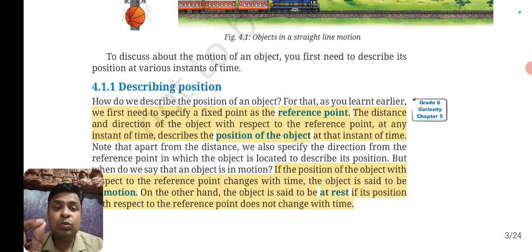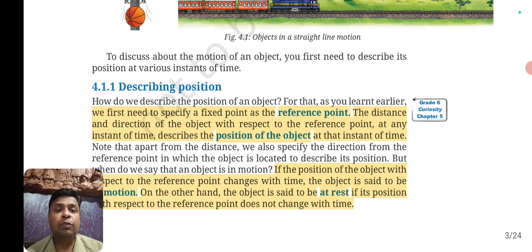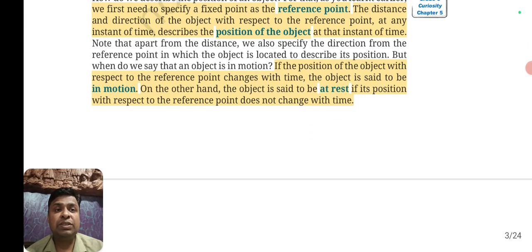So with reference to the sun, earth is moving around the sun. With reference to earth, moon is going around the earth. So distance and direction of the object with respect to the reference point at any given instant of time describe the position of the object. So we need to specify what the reference point is. If the position of the object changes with respect to time, then we say that it is in motion. Otherwise we say that it is at rest.